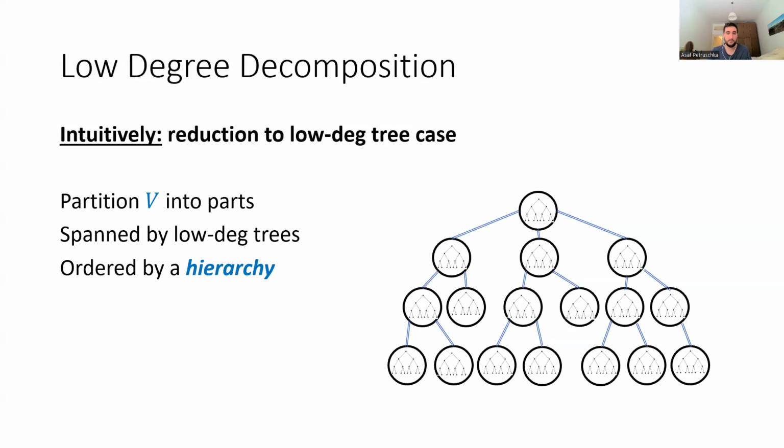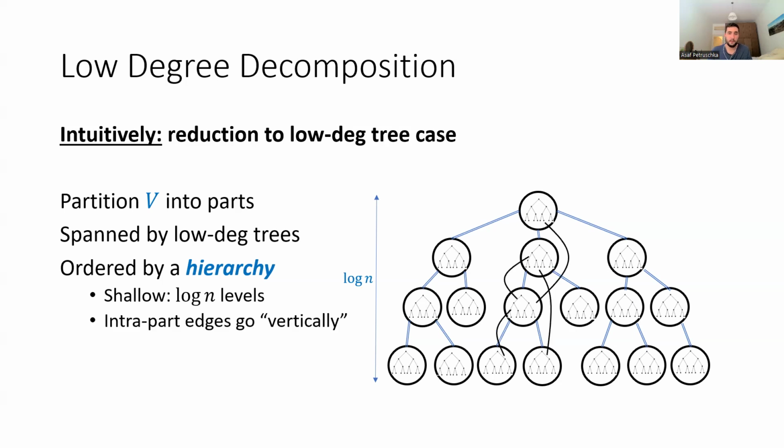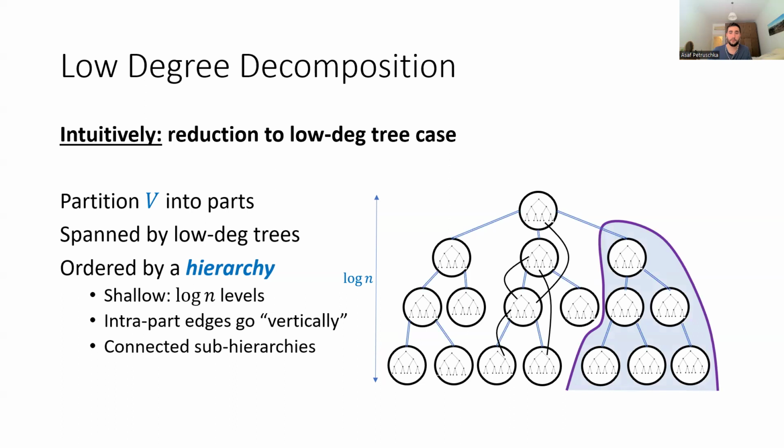And this hierarchy satisfies three important conditions. First, it's shallow, meaning there are only log n levels. Second, the edges of the original graph G that cross between different parts respect the hierarchy, in the sense that they only go between parts that have ancestry relations in the hierarchy. So inter-part edges can go only vertically in the hierarchy and not laterally. And finally, if we take any sub-hierarchy, then the vertices that belong to parts in this sub-hierarchy induce a connected subgraph of G.